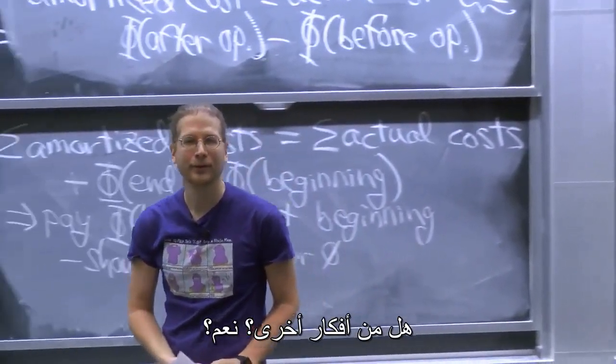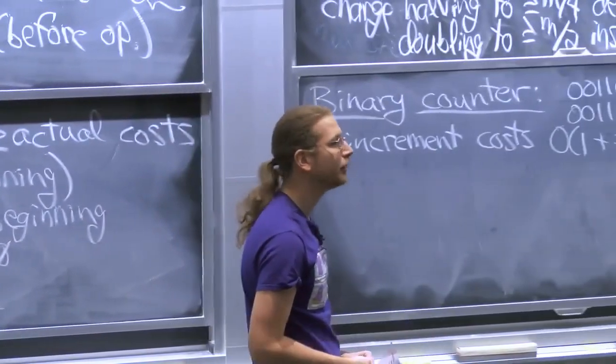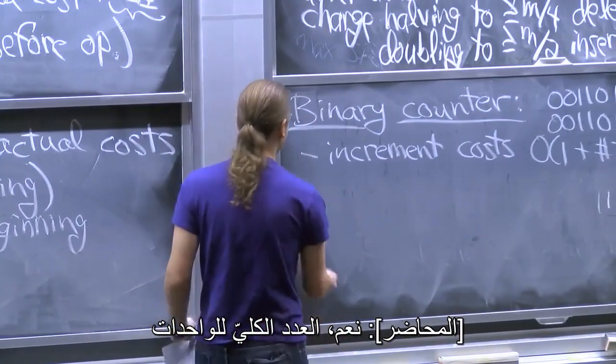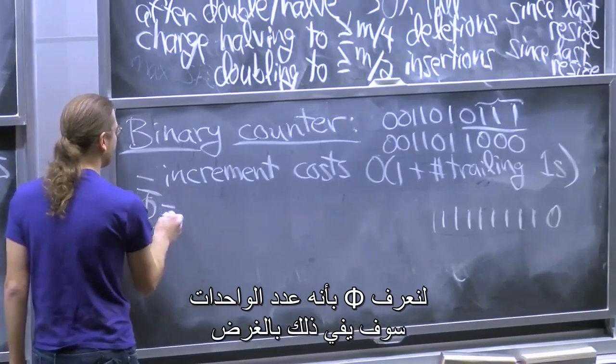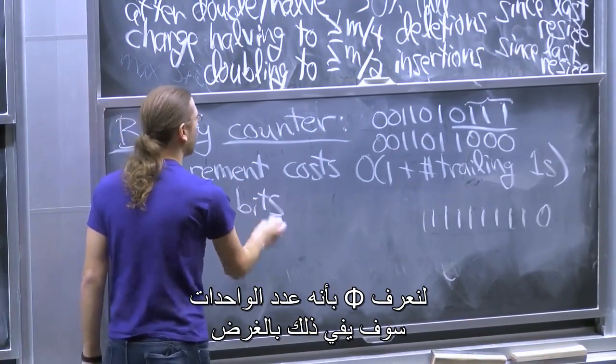Other ideas? Yeah? The total number of ones, yeah. Let's define fee to be the number of 1 bits. That will work.